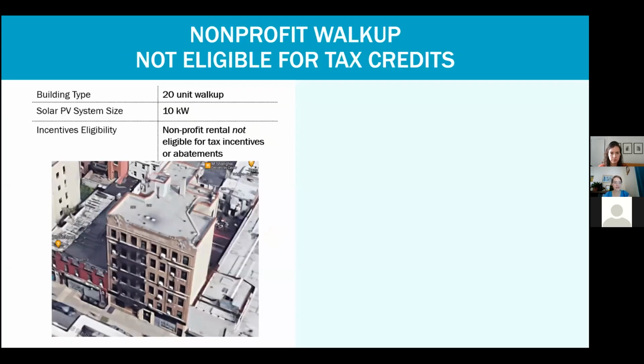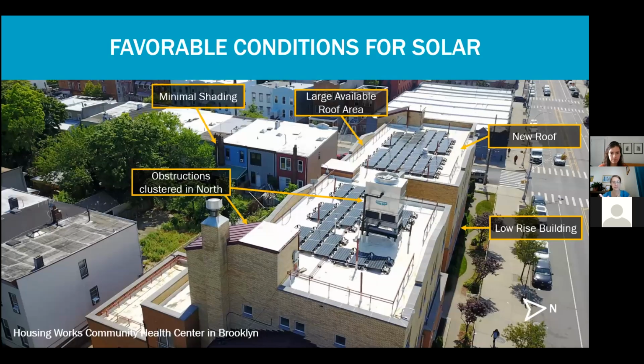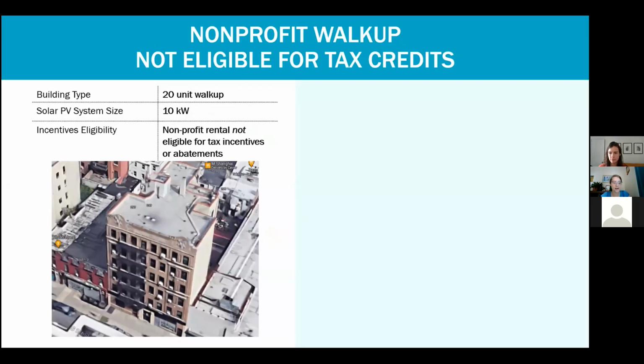And then having the obstructions clustered more or less in one place, and preferably in the north. So this building is facing south, so you can see the little north compass arrow in the bottom right. So the big tower there is in the north, and that's exactly where you'd want it. So let's look at some example buildings.